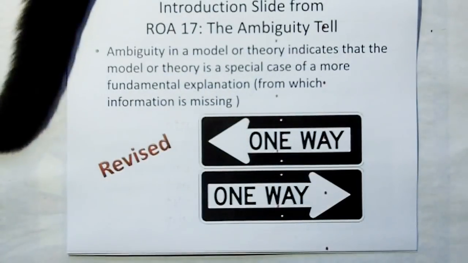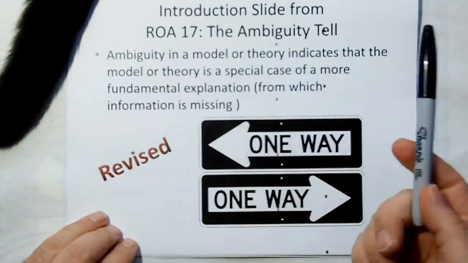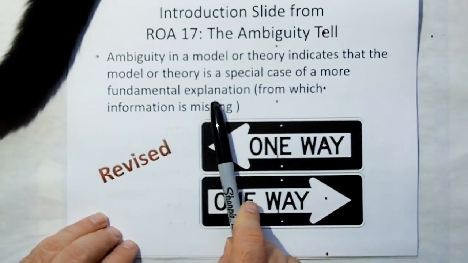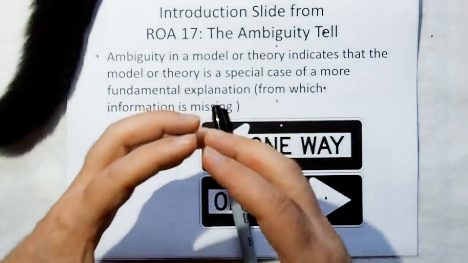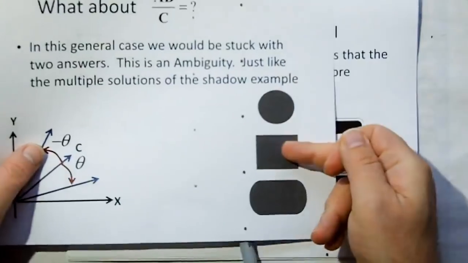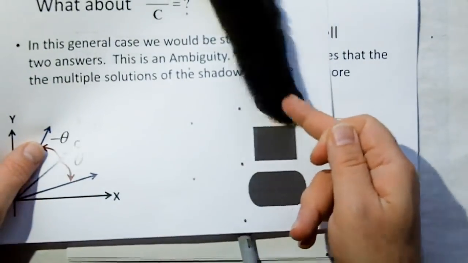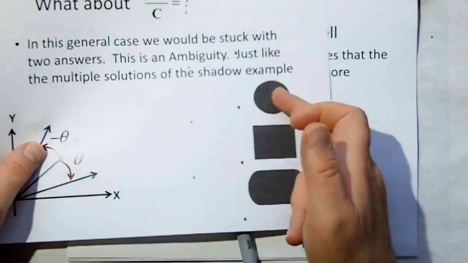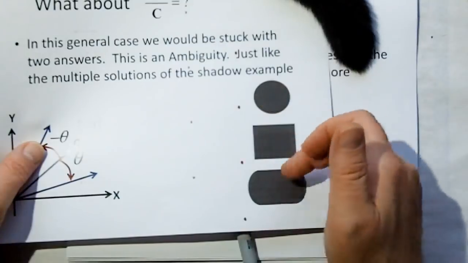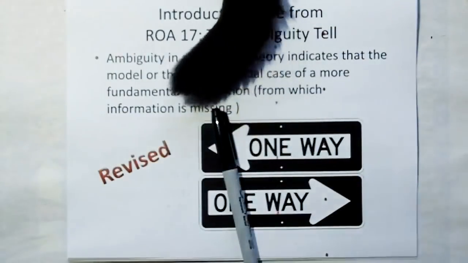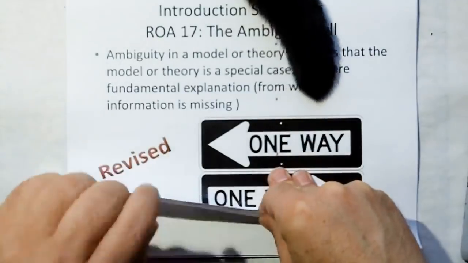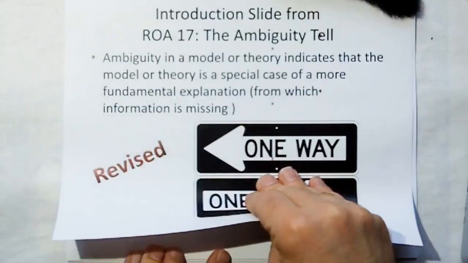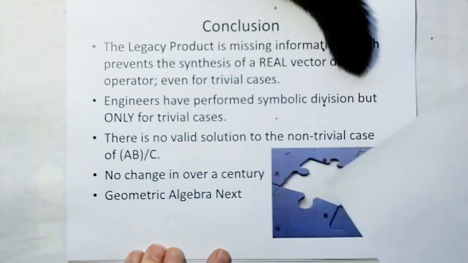And the 17th rule of acquisition says ambiguity in a modular theory, in this case in math, indicates that a modular theory is a special case of a more fundamental explanation. In other words, when you have a special case of a more fundamental explanation, that's the same thing as the shadow. The shadow is a subset or a special case of whatever the object was that cast the shadow. And because it's a special case, you've lost information. And the reason that you get the ambiguity is because you lost information. Okay, and so rule of acquisition 17 is one of the most profound rules of acquisition. It really helps propel us along probably more than any other rule of acquisition.